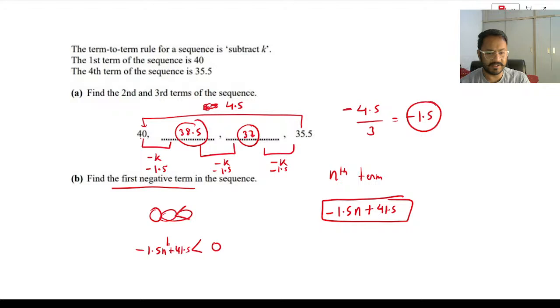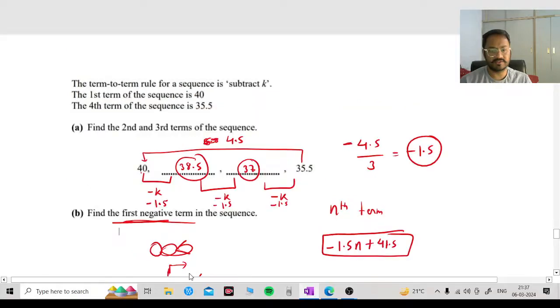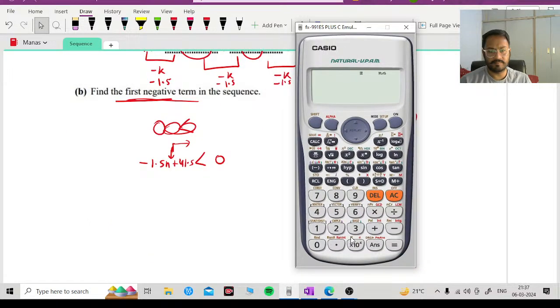Now here, in the place of n, we need to substitute a value so that we can get the first negative value, the lowest negative value. So we'll be substituting this in the calculator, because definitely this will come on paper too. Here we'll do minus 1.5 multiplied by a bracket, first let's put 20, plus 41.5, right? That way you will get the first term as 11.